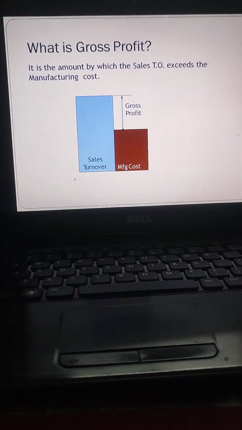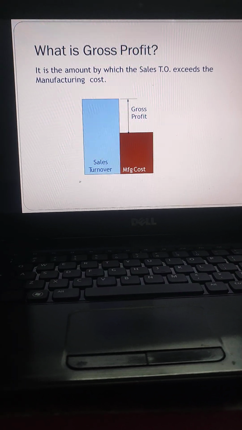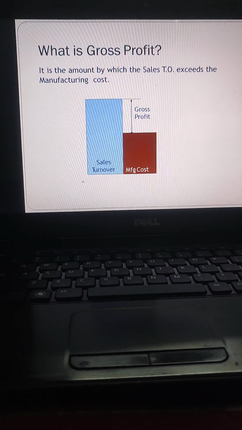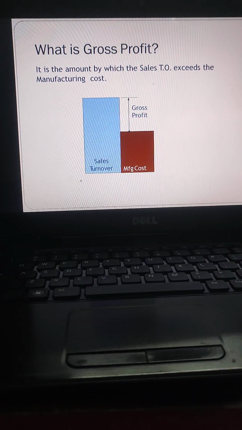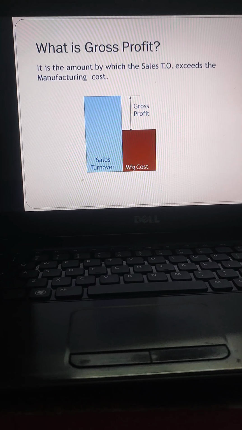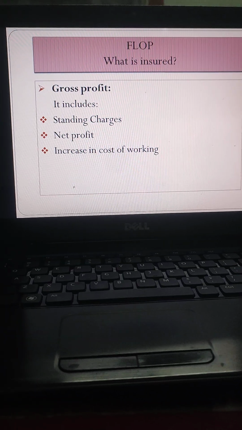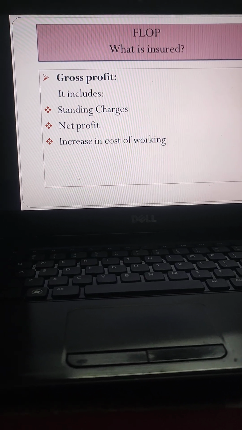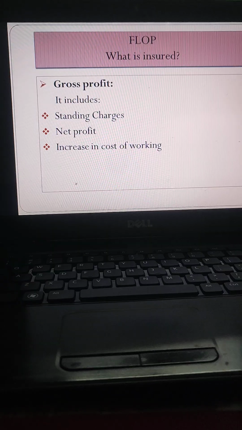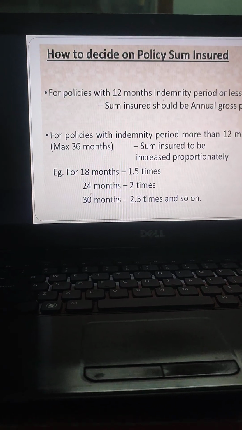Now let us see what gross profit is. It is the amount by which the sales turnover exceeds the manufacturing cost. It means sales turnover minus manufacturing cost is equal to gross profit. So gross profit includes standing charges, net profit, and increase in cost of working.